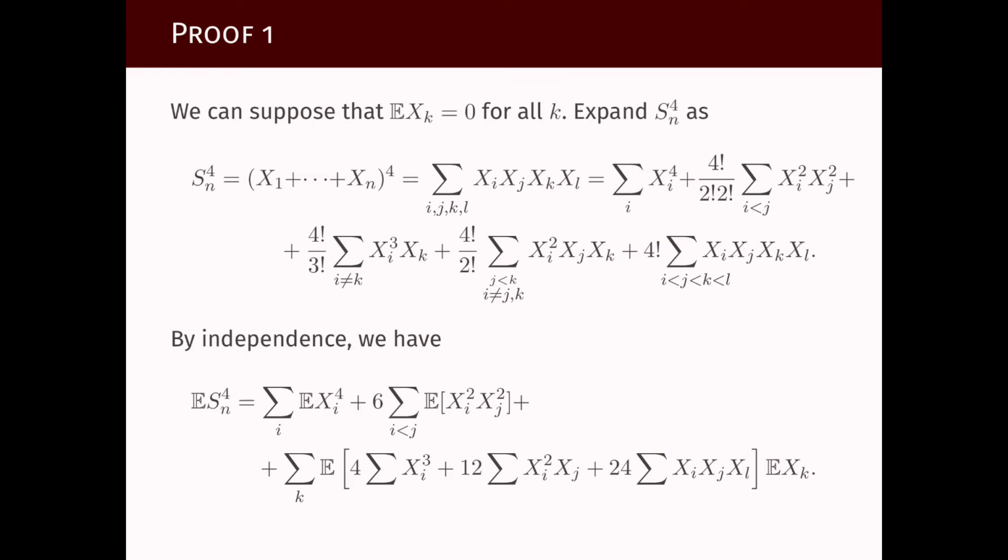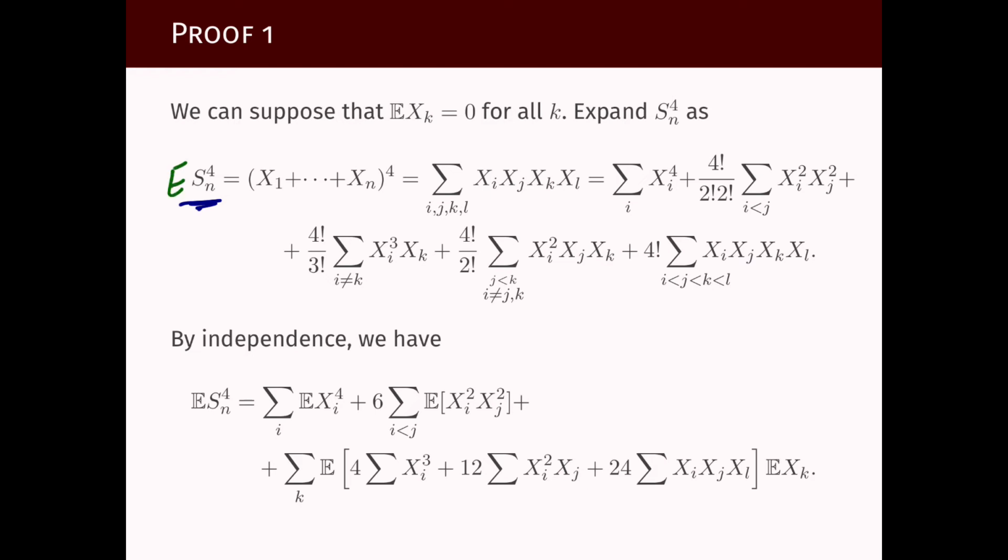Now we want to take the expectation of Sn to the 4. Why do we want the expectation? Because we're going to use Chebyshev's inequality in the end, and Chebyshev's inequality requires computing expectations, or Markov's inequality, depending how we call it. So let us take expectation.